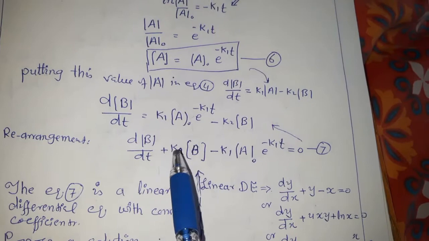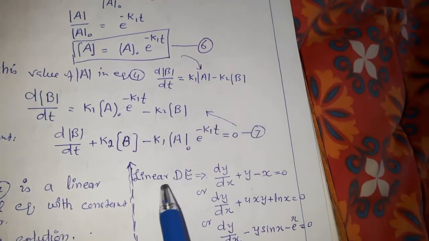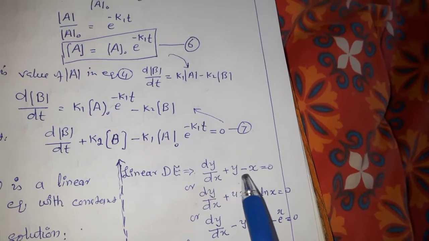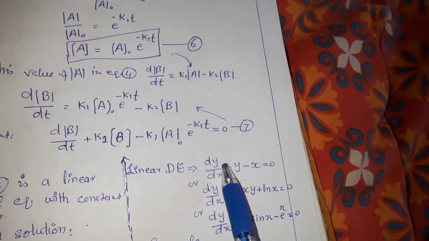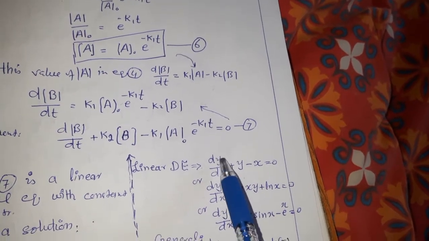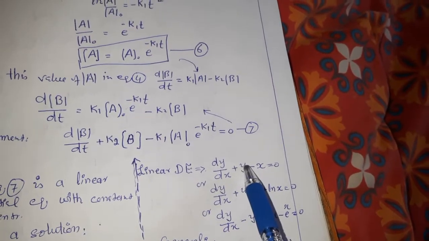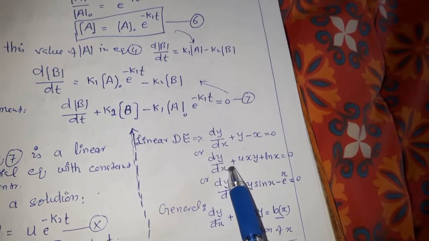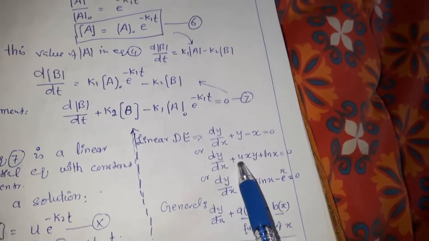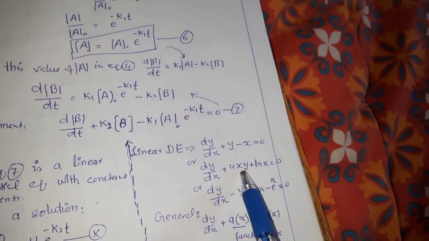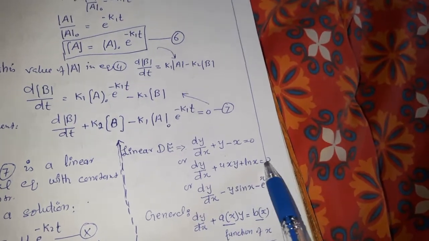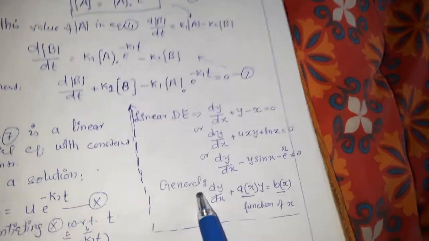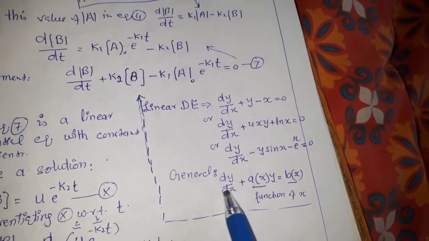coefficients, this k2, k1. A simple linear differential equation is dy over dx plus y minus x is equal to 0. So this has variables y, x. So we have this general equation, or another, a little more complicated one, dy over dx plus 4x y plus ln x is equal to 0. So these are different general linear differential equations.